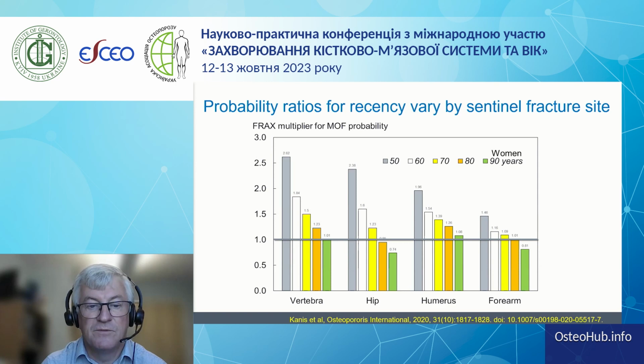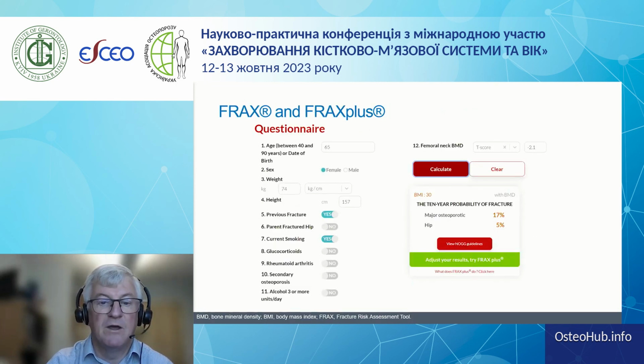So, for example, for vertebral fractures, you can see that the multiplier that would be applied to the FRAX major osteoporotic fracture probability, if this was a woman at the age of 50, the multiplier would be 2.62. Whereas if that woman was the age of 90 years, the multiplier is only 1.02. So the multipliers are age dependent, they're gender dependent, they're site of fracture dependent, and that makes the adjustment somewhat more complex than we might like.